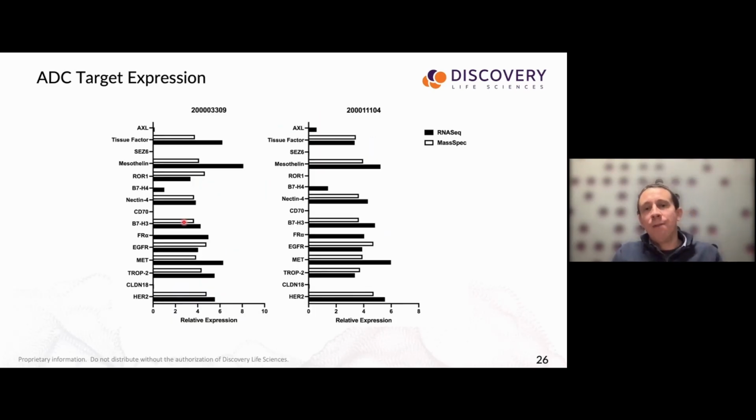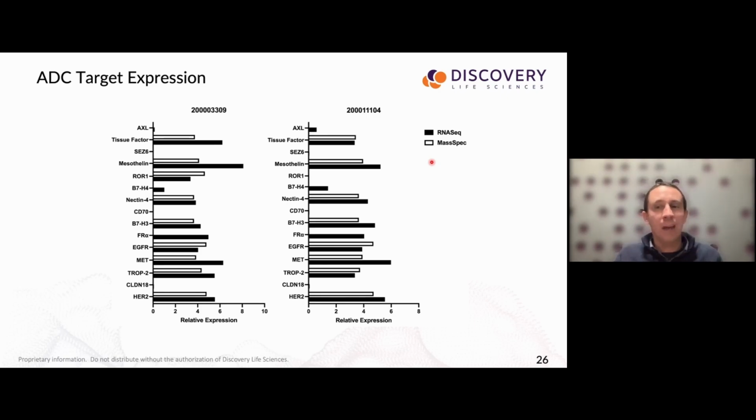So what we're looking at in this is our two tumoroid models, our 3309 model and our 1104 model. And we're looking at those ADC targets. What we're looking at here in the black is the log2 TPM for the RNA-seq data. We also ran unbiased mass spec analysis through our proteomics division to also get an idea of what the expression level is at the protein level.